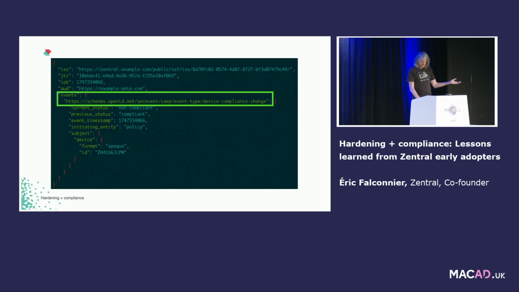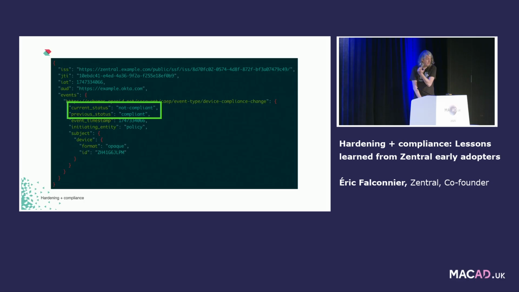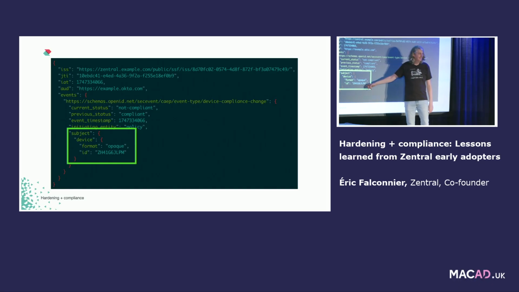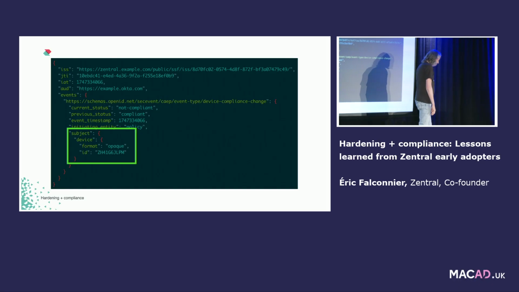And here is a translation in shared signals format. It's a JSON Web Token. This thing is signed. You've got the standard event here, and it's basically a translation of the event before and the subject. Here, there's a very big star problem, potentially. I still have an open ticket with Okta because they haven't given me the real format and ID that they use. It's been 7 days.